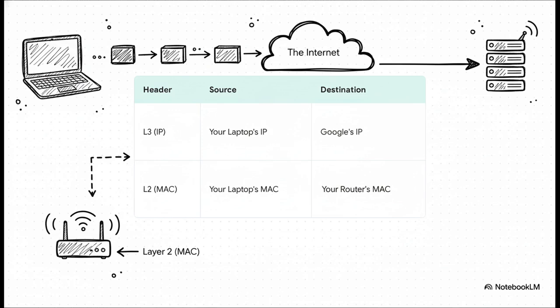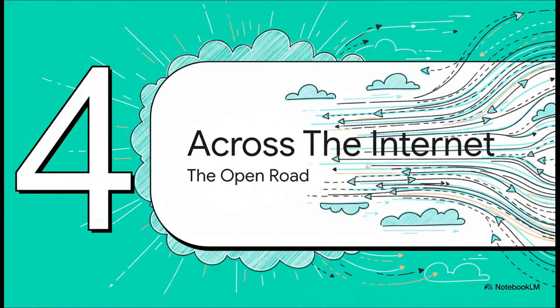But the Layer 2 MAC address, that's just the very next step. For this first hop, the destination is just your home router. And with that, our packet has been successfully handed off to the router. It's made it to the digital front door. Now it leaves the safety of your cozy home network and heads out onto the wild, vast, global superhighway of the internet.